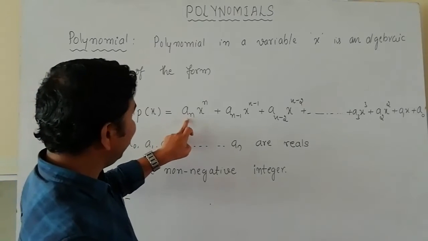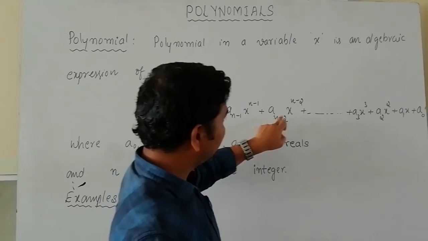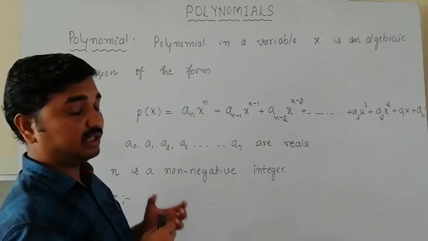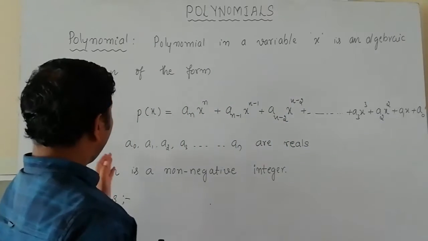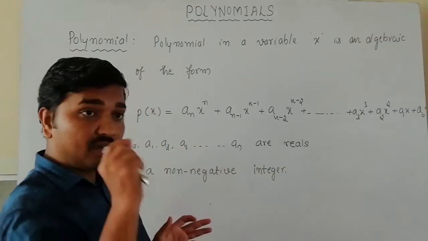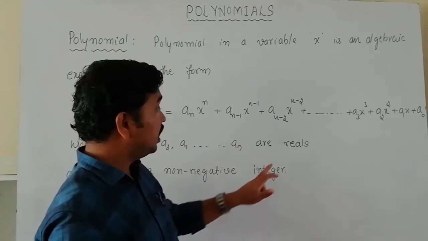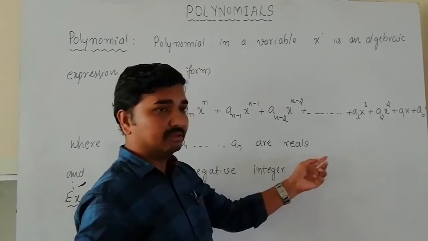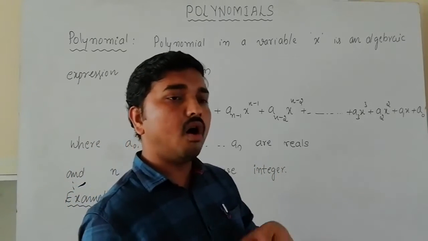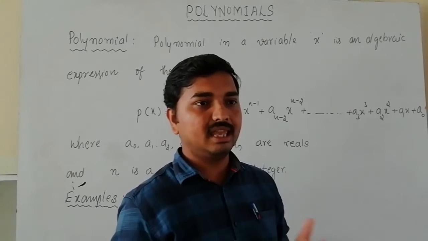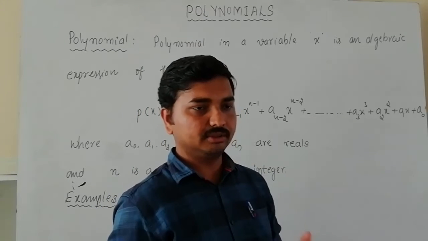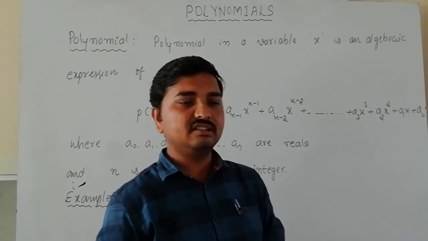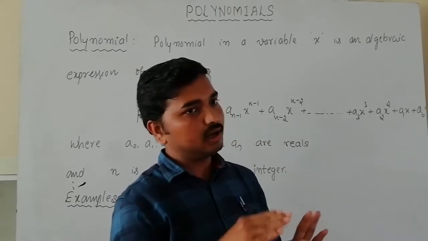Now you need to understand one thing. What do an minus 1, an minus 2 and so on, a3, a2, a1, a0 actually indicate? All these are constants. What type of constants? They may be numbers, or they may be letters like A, B, C, D, or sometimes a1, a2, a3 like that. They are all constants.